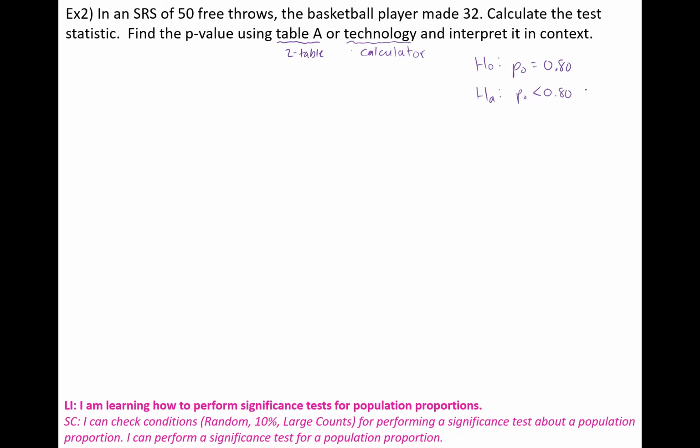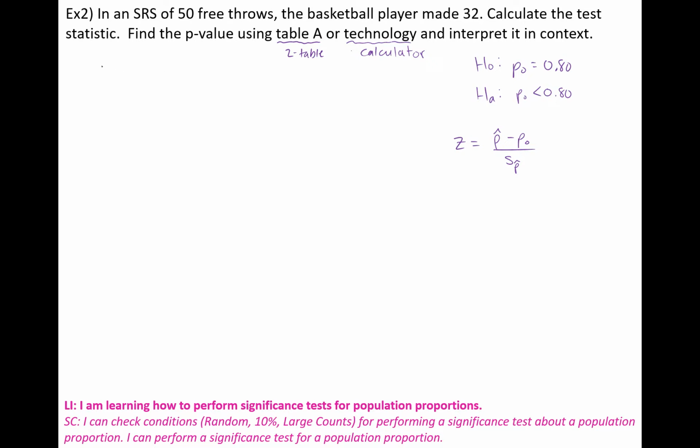Cool. So to get going on this, to calculate that test statistic, we're going to be doing basically a z-score, where we're going to fill in our formula: p hat minus p naught over the standard deviation of p hat.